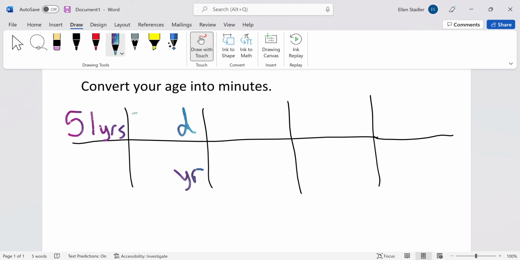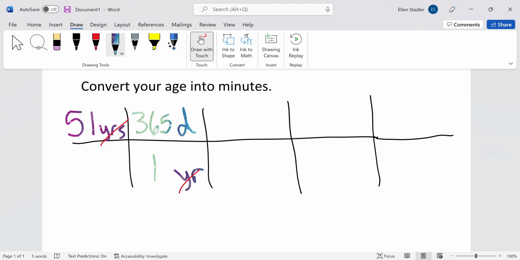I know there are 365 days in 1 year. Now my years cancel, and I'm left with days. So I'm getting closer. I got smaller, which is good. If you find throughout your process that you're not getting any closer to where you want to be, it's probably worth starting over and trying again.